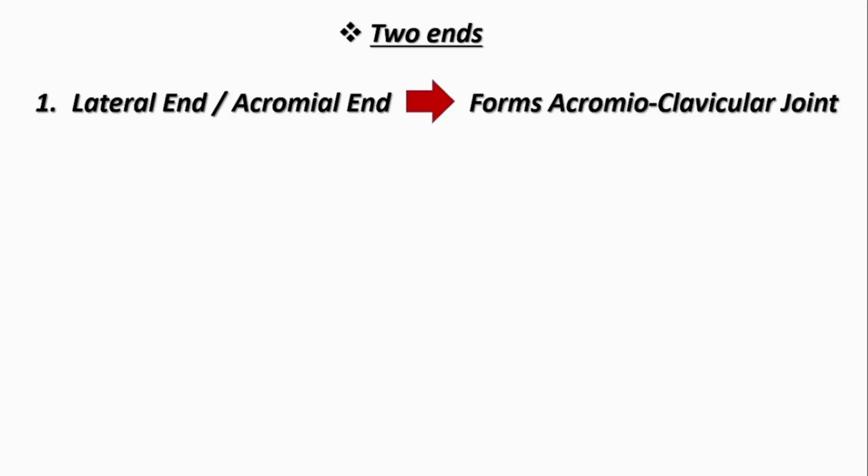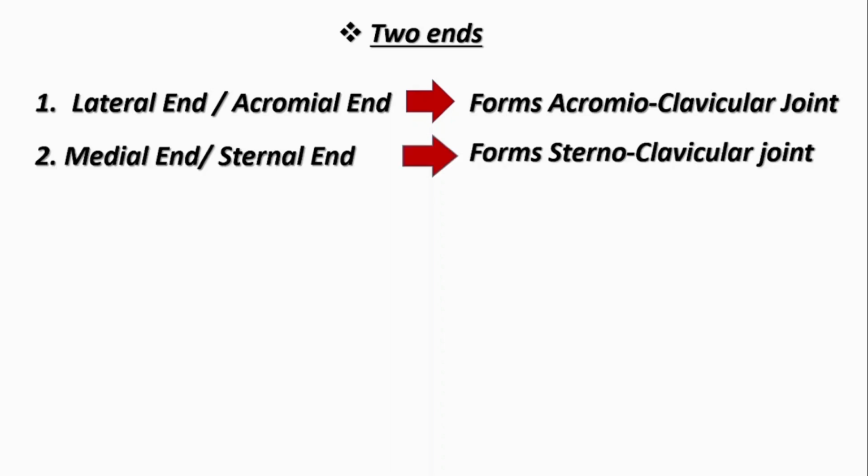As we have discussed previously, clavicle has two ends. One is the lateral end or acromial end, which forms the acromioclavicular joint, meaning the joint between the clavicle bone and the acromion process of the scapula. The second end is called the medial end or sternal end, which forms the sternoclavicular joint, meaning the joint between the sternal end of the clavicle and the manubrium of the sternum.